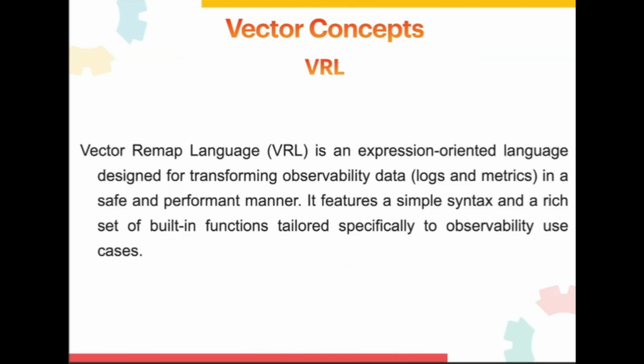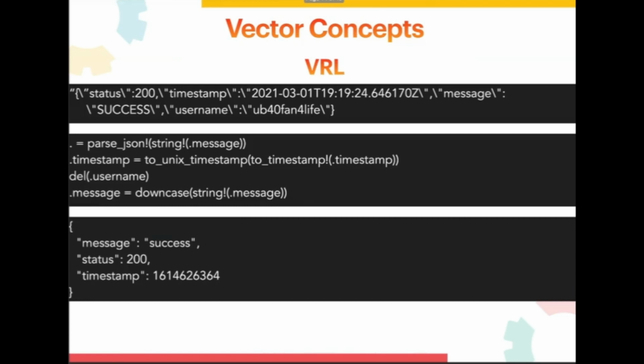Vector Remap Language is an expression-oriented language designed for transforming observability data. And as I mentioned, it has a unique syntax, so you have to read through the documentation. In my experience, it is not very well documented, because there is no strict separation between types and operators, some functions, and so on. So you have to spend some time navigating the concepts on the Vector website. But it's okay, it's adaptable.